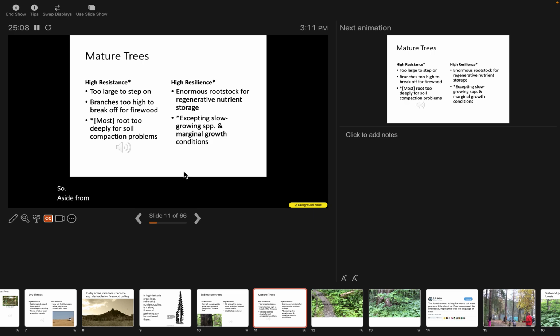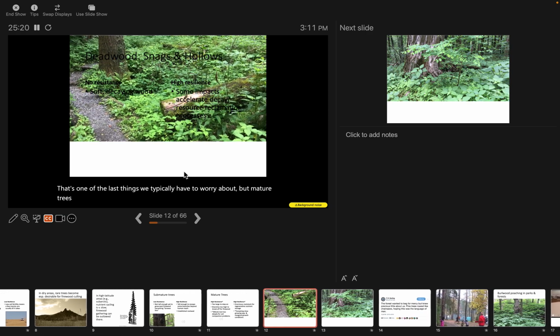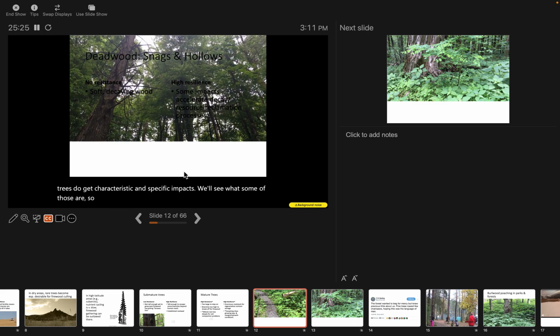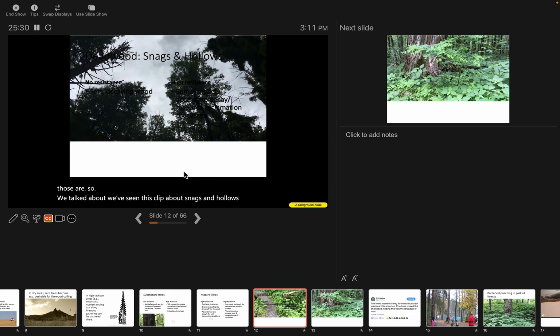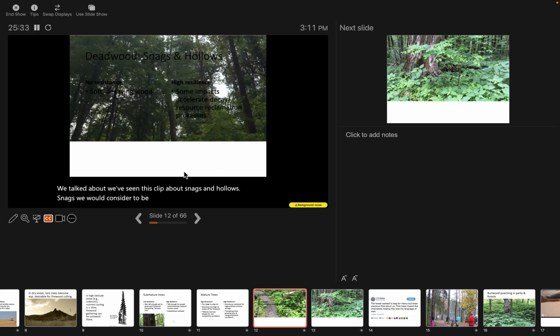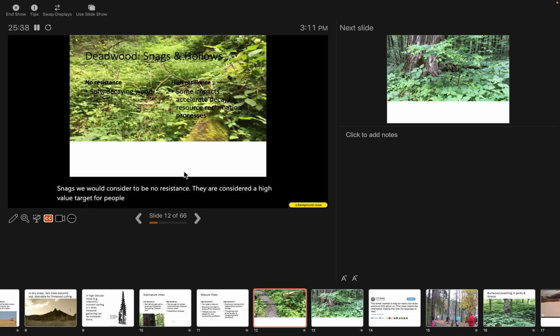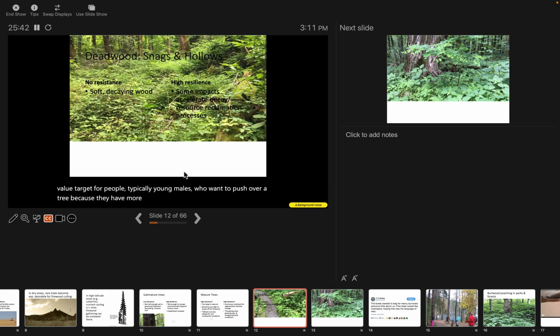So, aside from slow-growing species, aside from marginal growth conditions, aside from shallow rooting conditions, mature trees are one of the last things we typically have to worry about. But mature trees do get characteristic and specific impacts. We'll see what some of those are. So, we've seen this clip about snags and hollows. Snags we would consider to be no resistance. They are considered a high-value target for people, typically young males, who want to push over a tree because they have more energy than wisdom at that age.